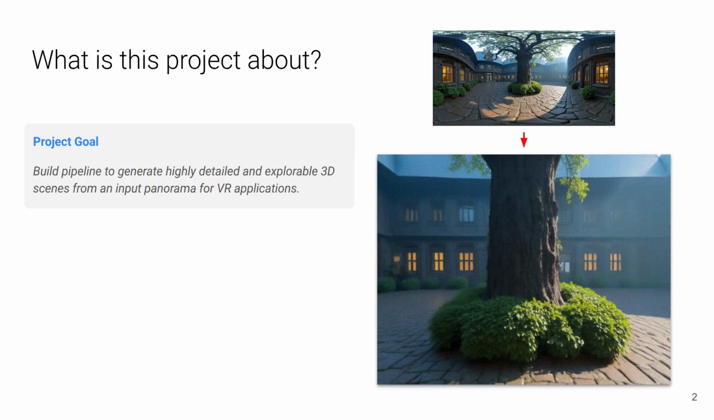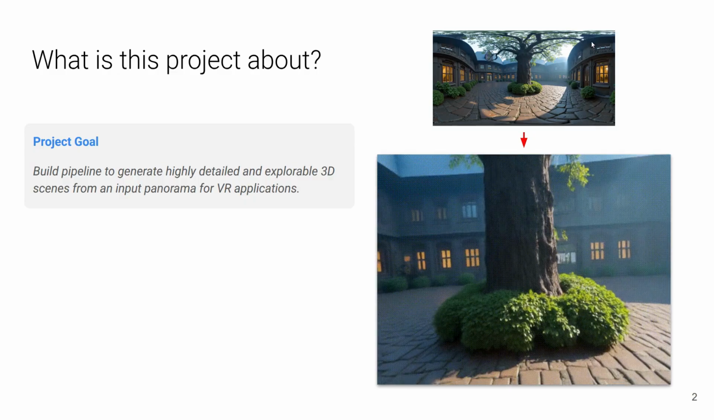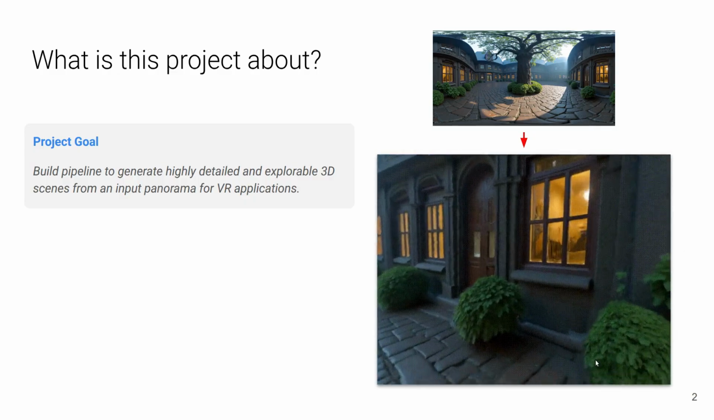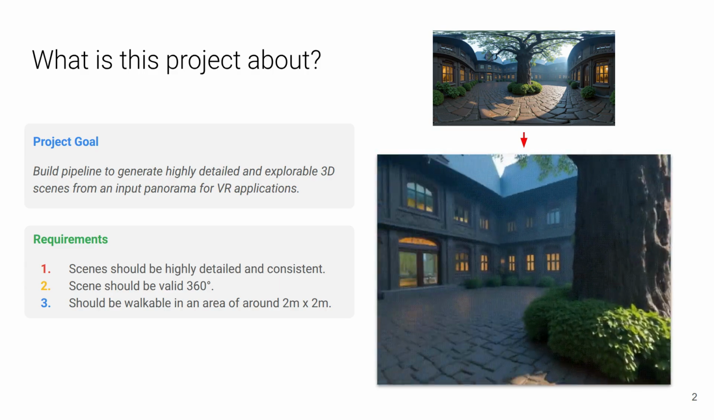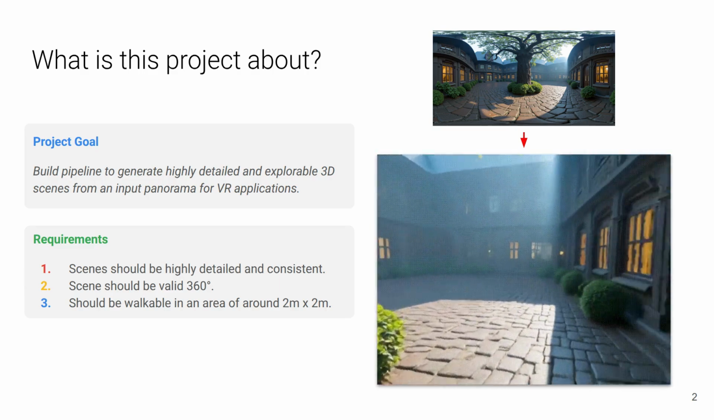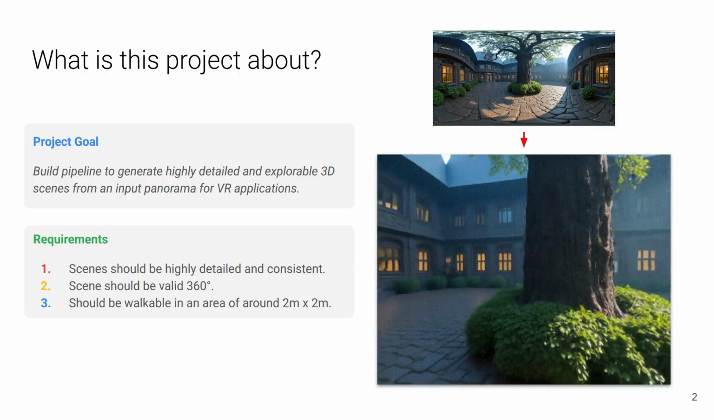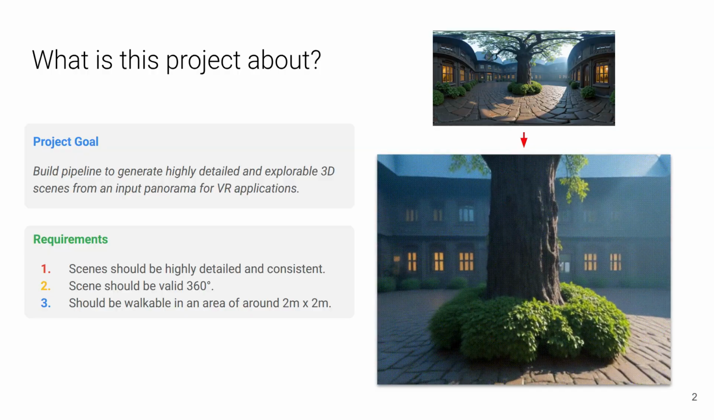So, for example, we want to go from an input panorama such as this one to an explorable scene such as this one. There are multiple requirements for this final scene. First, the scene should be highly detailed and consistent. Second, the scene should be valid in all directions, 360 degrees. And third, the scene should be walkable in an area of roughly 2 by 2 meters, which corresponds to the typical VR application. There are several recent approaches that tackle the same problem.